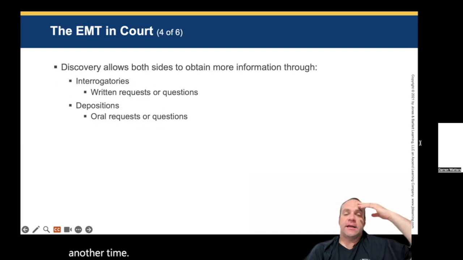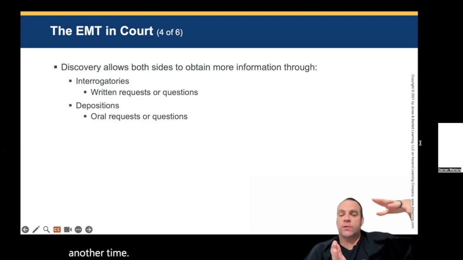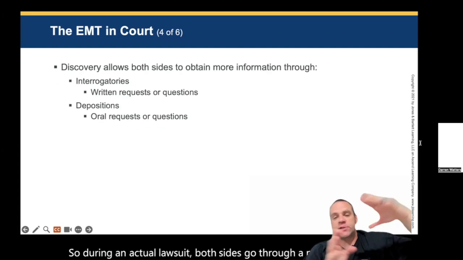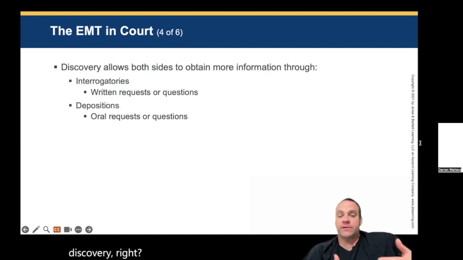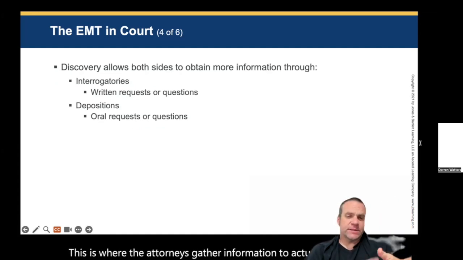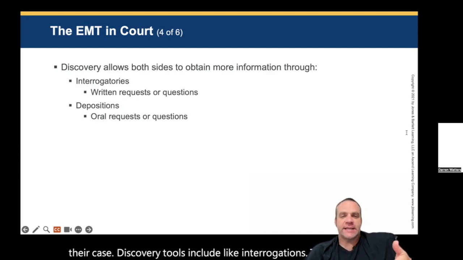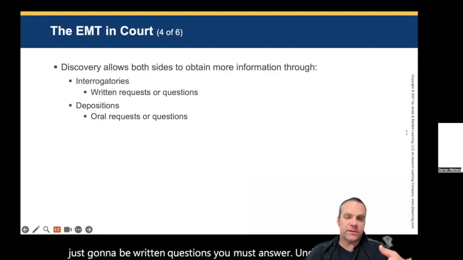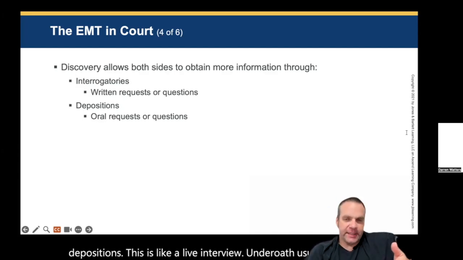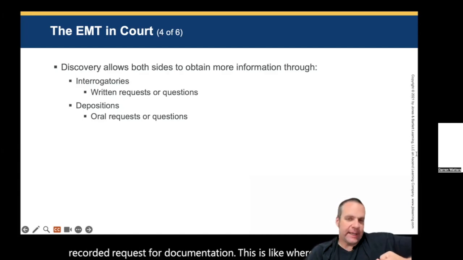During an actual lawsuit, both sides go through a phase called discovery, right? This is where the attorneys gather information to build their case. Discovery tools include interrogatories. These are written questions you must answer under oath. Depositions. This is like a live interview under oath. Usually it's recorded. Request for documentation. This is where you've got to provide your patient care reports, agency protocols, training records.